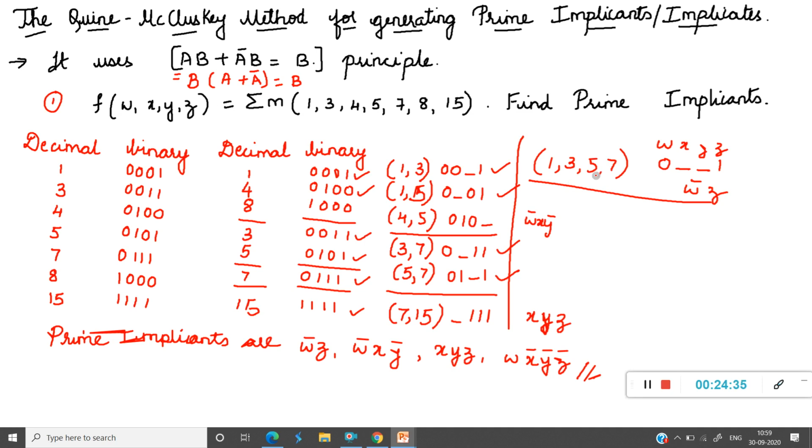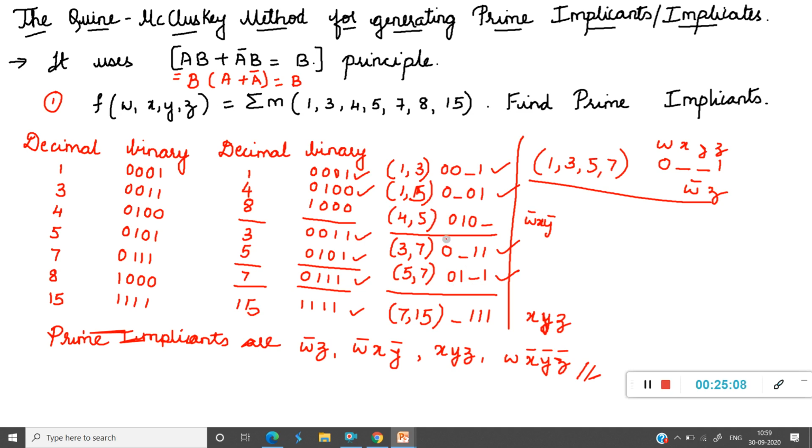So we should have the first and the last bit either 0 or 1, and it should not be blank. Then only we can group them. Yes, it should be 1, 3, 5, 7. Why have I compared them? Because here in 1, 3 the third bit is a dash, and in 5, 7 it is also the third bit. It is differing only in the second bit position. 1, 3 has 0 in the second bit, 5, 7 has 1 in the second bit.